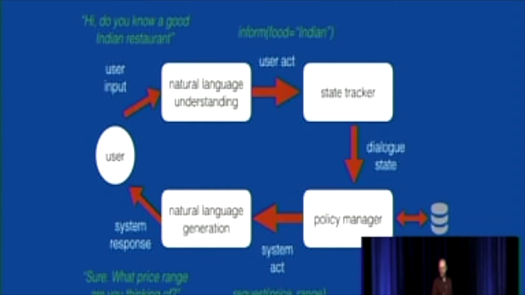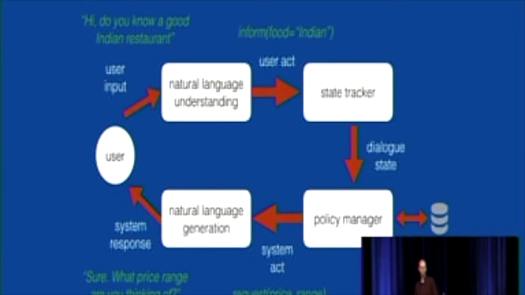Okay, so let's start with the problem. If you have a user that interacts with a spoken dialogue system, then the user input goes to a very specific pipeline. If you have, for example, a restaurant reservation system, the user might say something like, "Hi, do you know a good Indian restaurant?" Then that goes into a natural language understanding unit, which translates it into a machine readable format. For example, inform food is Indian.